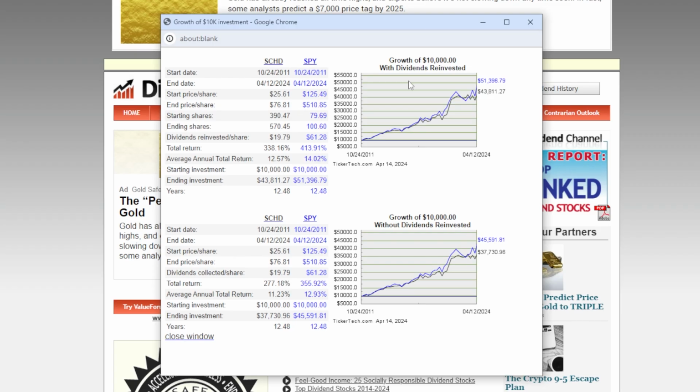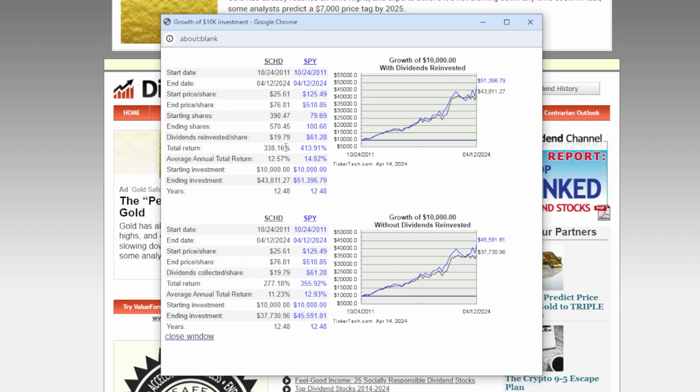So now that we went over all of that, there's only one last thing to do within this stress test, and that's to compare SCHD's performance next to the benchmark SPY, or the S&P 500. If an investor had invested $10,000 back in 2011 when SCHD started, that $10,000 with dividends reinvested would have turned into $43,800 if invested into SCHD. Now, if that investor invested that same $10,000 on that same exact day into SPY, they would have turned that 10K into 51.3 thousand, or 14.02% average total return annually compared to SCHD's 12.57.